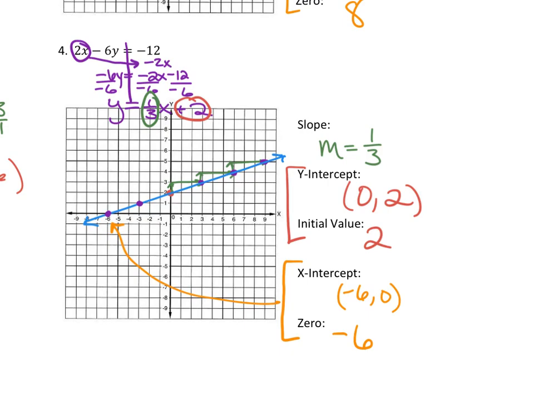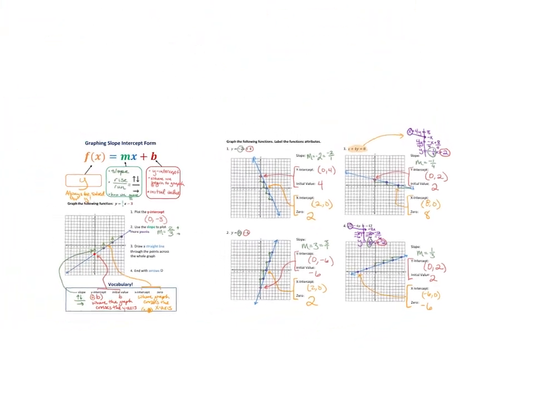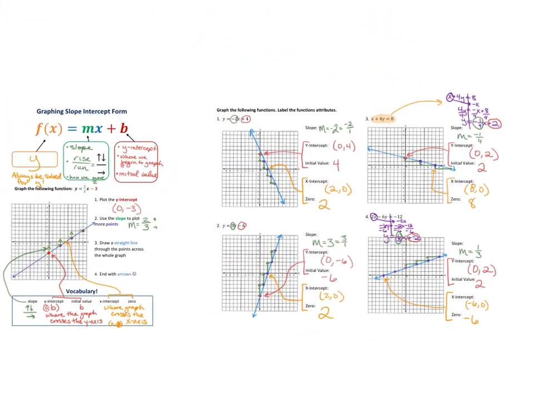So the goal of this lesson was to be able to physically graph our equations in slope-intercept form using our hands and a ruler, and then also talking about the attributes of these graphs, the slopes, the y-intercepts, initial value, x-intercept, and 0, which can all be found because they are places on the graph.